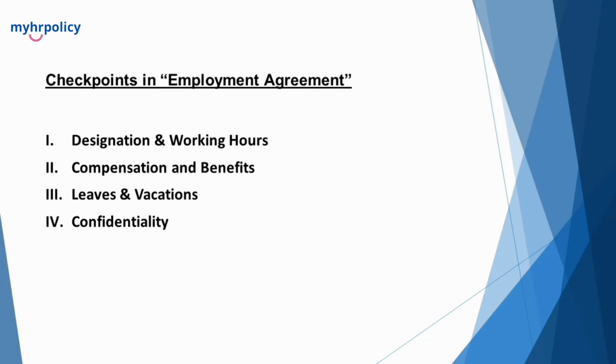Fourth is confidentiality. The employer includes this provision to ensure non-disclosure of important trade and business secrets of the organization by the employee. This provision may remain in effect even after the term of employment ends, in order to prevent dissemination of proprietary information of the organization after an employee has left the organization.